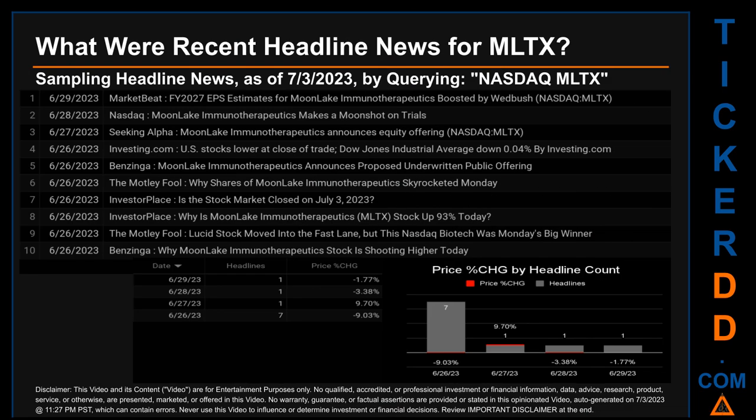What were recent headline news for MLTX? Today, Monday, July 3, 2023, I sampled one of our news aggregators for latest headlines for this ticker. I did so by searching specifically by a keyword that may appear, broadly, in the title or the body, of discoverable news articles. The keyword that I used was a combination of the exchange and the ticker symbol, NASDAQ: MLTX. The results show 10 unique headlines, published across 4 unique dates.